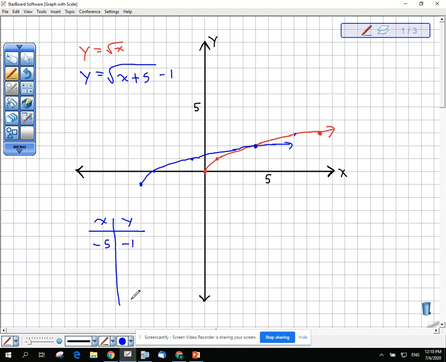Okay, and then we can go up from there. Try negative 4, because negative 4 plus 5 is 1. 1 is a nice and convenient one to square root, right? And you'll get 0, and you're on your way at that point.